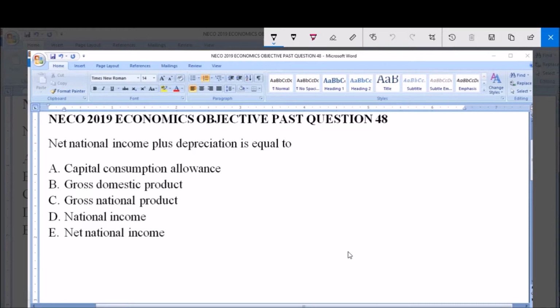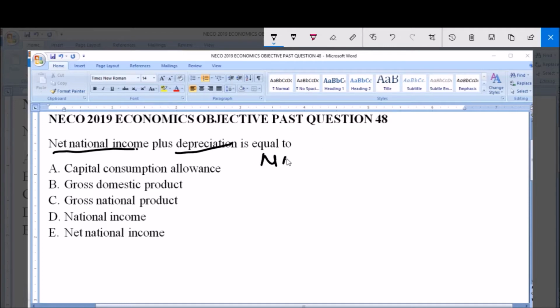Net national income plus depreciation is equal to A. Capital consumption allowance, B. Gross domestic product, C. Gross national product, D. National income, E. Net national income. So we're looking at what net national income is and what do you get when you add net national income to the depreciation.